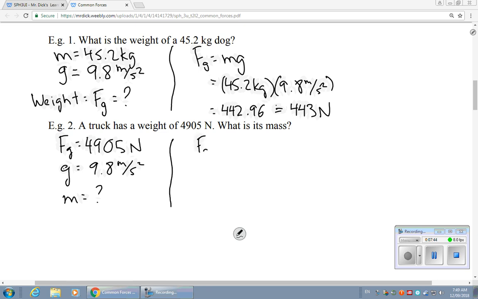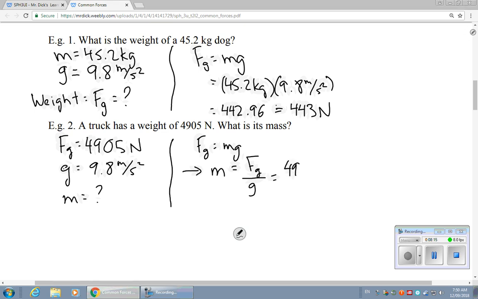So we start with our original formula that we know, that Fg equals mg. And we could actually substitute in the things we know right away and then rearrange the formula from there. But we can also just rearrange it while it's still in its variable form. So we could say something like mass is equal to force of gravity divided by g, which is what we get if we were just to divide both sides of that equation by g. So more specifically, that's 4905 newtons divided by 9.8 meters per second squared.